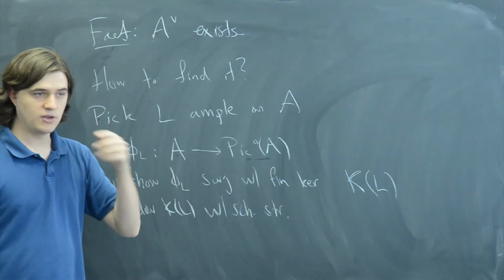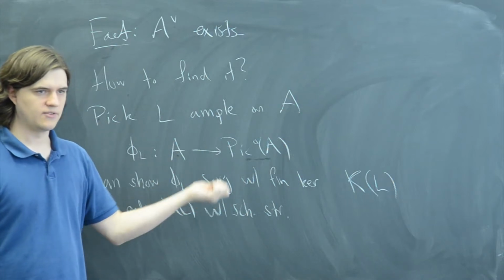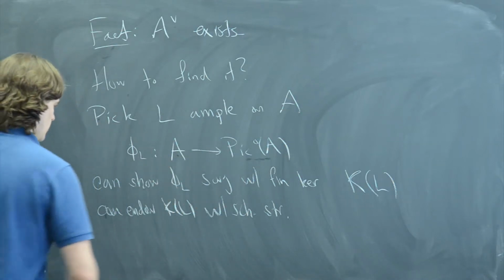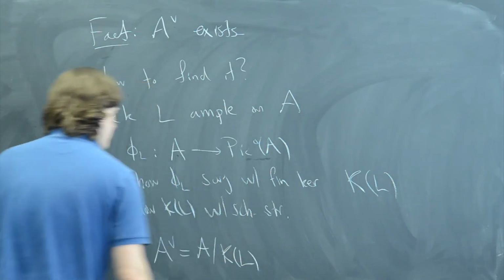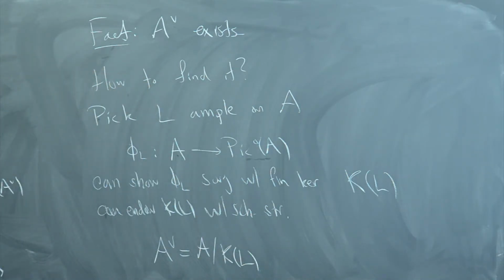And A mod K of L you can give the structure of a variety. It's the quotient of a variety by a group. So it looks like you should have A dual equal to this. And so you can make that definition that gives you a candidate for A dual, and then you can prove that it does represent the functor. So that's one way to go about finding this variety.